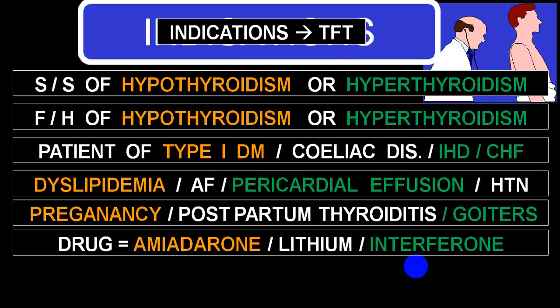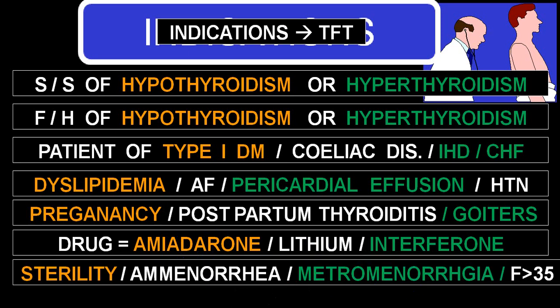A person who is on drugs, particularly amiodarone, lithium and interferon, these are the three common drugs which can interfere with your thyroid function, and most common are lithium and amiodarone. Interferon is very rarely utilized. This is mainly utilized in psychiatric disorders, and amiodarone is very commonly utilized in a person with cardiac arrhythmias. So do look for a person on amiodarone or lithium.